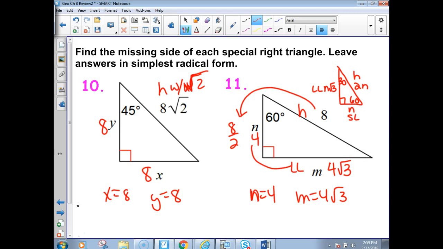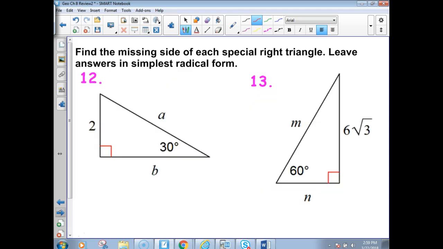All right, number 12, 30-60-90. This is the short leg. If you start with the short leg, you multiply it by 2 to get the hypotenuse. So 2 times 2 would be 4 for A. And to get the long leg, if you know the short leg, you multiply the short leg by the square root of 3. So this is just 2 times the square root of 3.